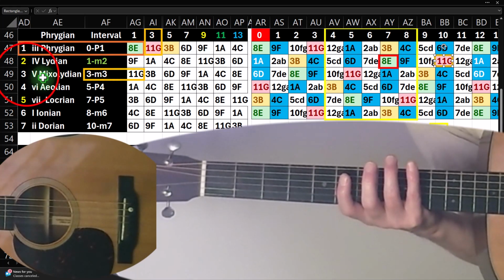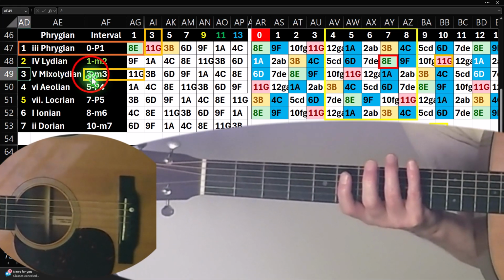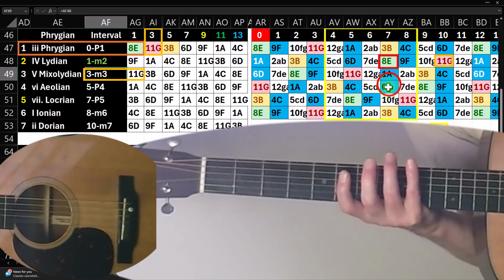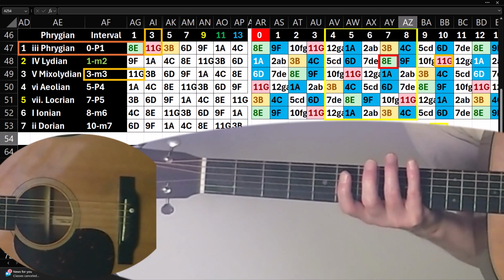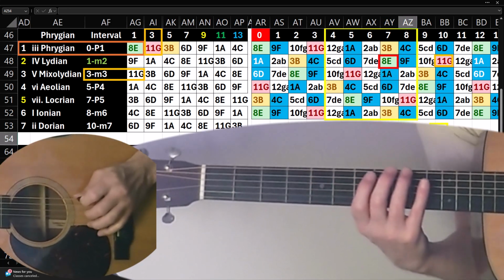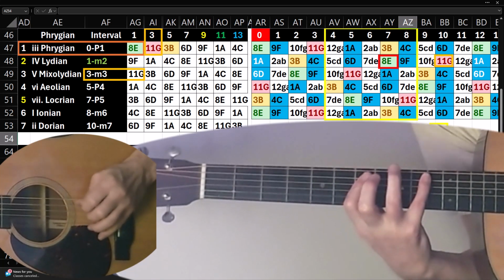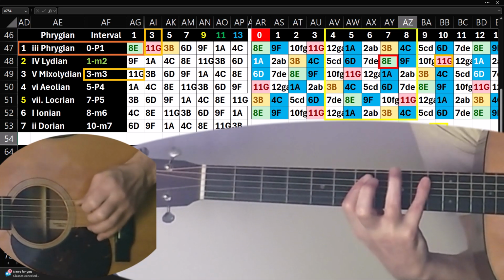So this 3 represents the third position in the scale. This 3 represents the distance in our baseline measuring half step. So we got 1, 2, 3. That's what it sounds like.